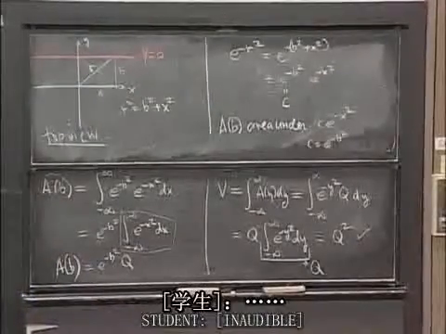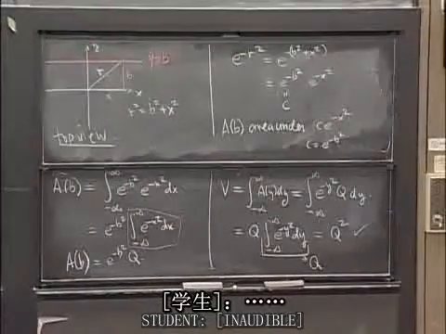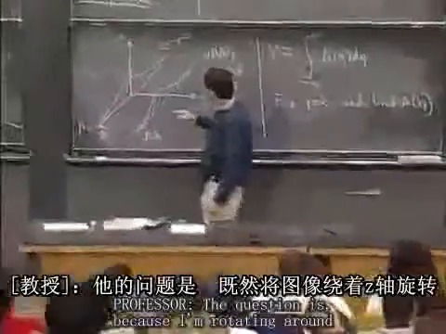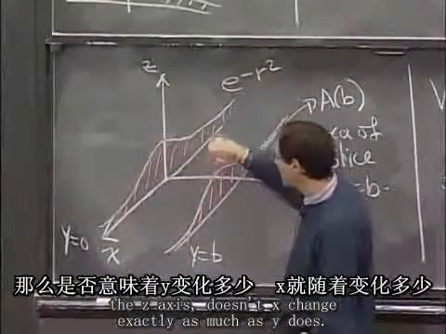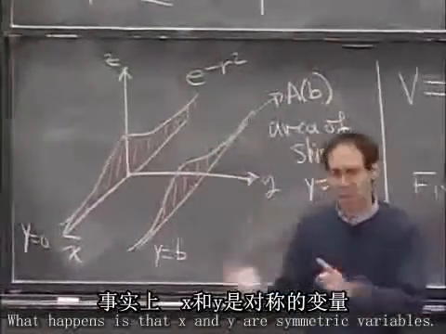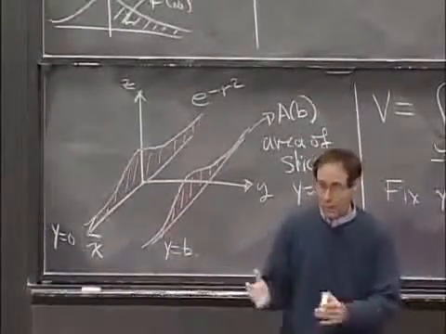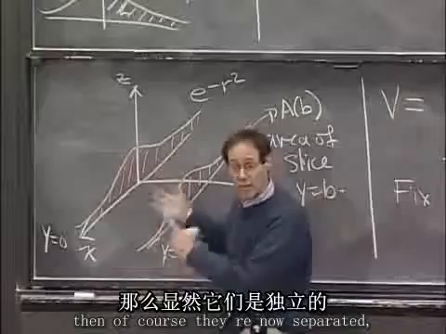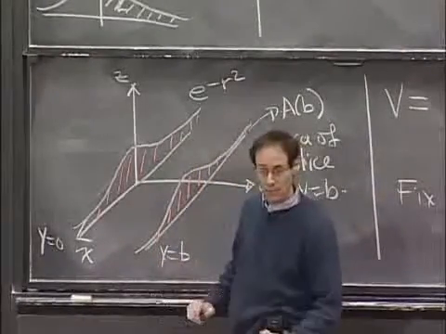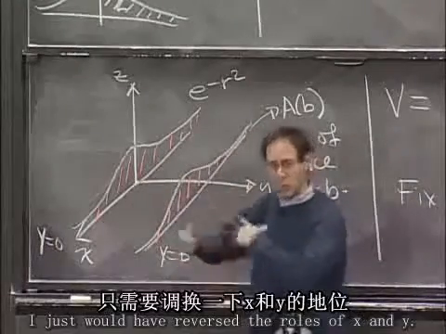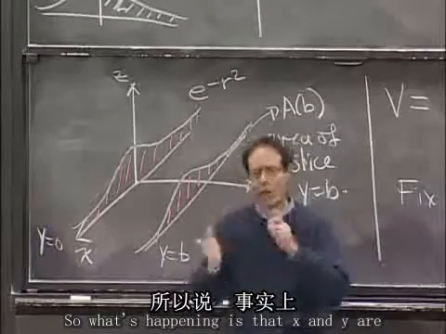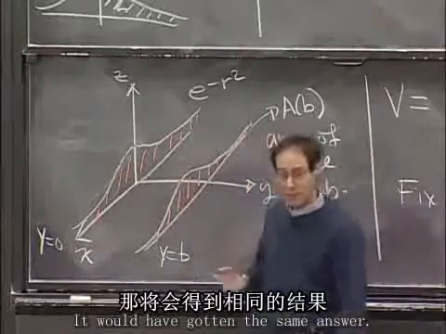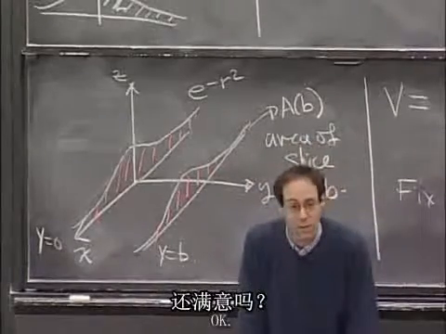Yes? Doesn't x change exactly as much as y? The question is, because I'm rotating around the z-axis, doesn't x change exactly as much as y does? What happens is that x and y are symmetric variables. They can be treated equally. But if I decide to take slices with respect to y being fixed and x varying, then of course they're now separated, and I have a separate role for the x and a separate role for the y. Right? Or if I'd sliced it the other way, I would have gotten the same answer. I just would have reversed the roles of x and y. So what's happening is that x and y are on equal footing with each other in this picture. And I could have sliced the other way. I would have gotten the same answer. That's more or less the answer to your question. Okay?